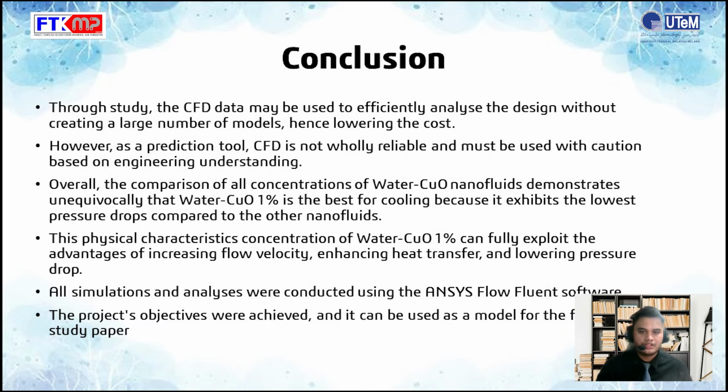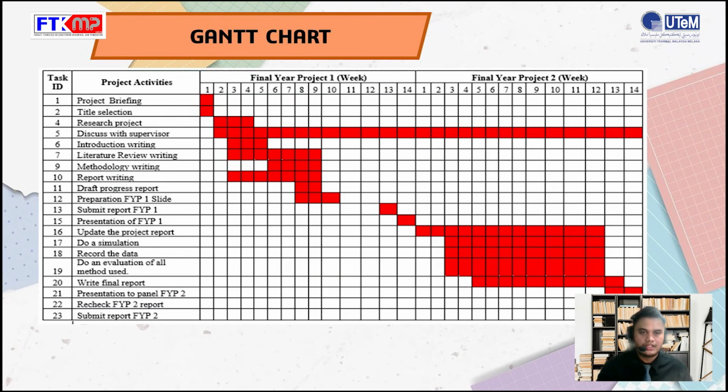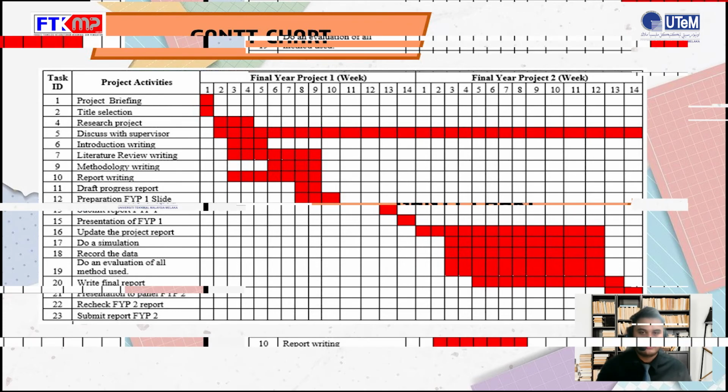All simulations and analyses were conducted using ANSYS Fluent software. And lastly, this project's objectives were achieved, and it can be used as a model for future study papers. This is an example of the Gantt chart that I have used for PSM1 and PSM2.